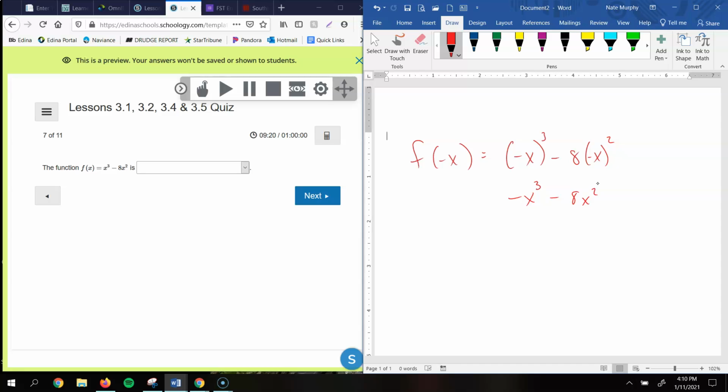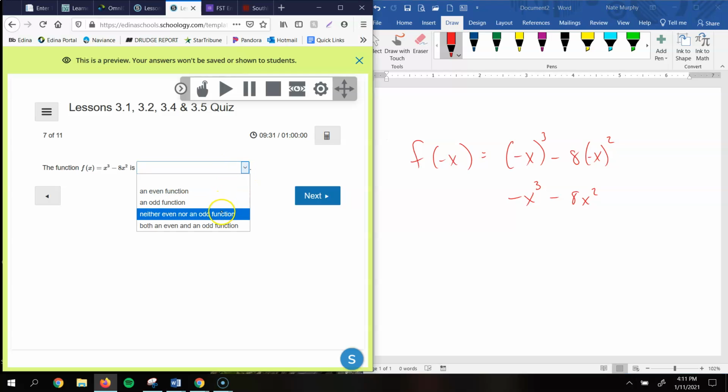So if we notice, the x cubed changed to be a negative x cubed. The minus 8x squared stayed the same. So this one, since one changed and the other stayed the same, this is neither. It's never both.